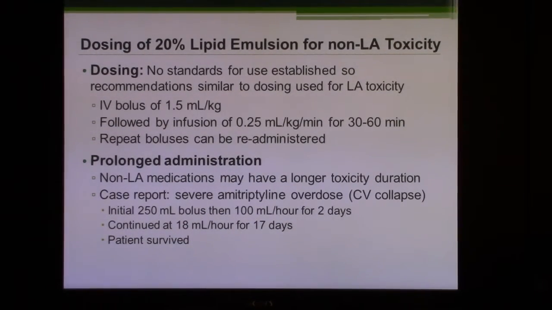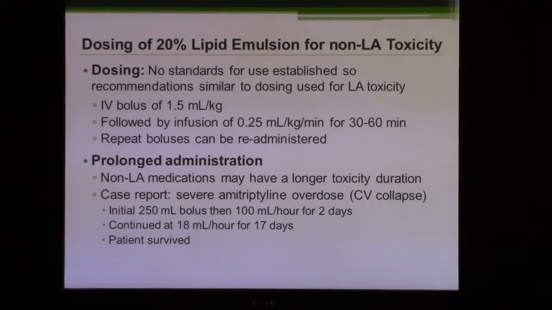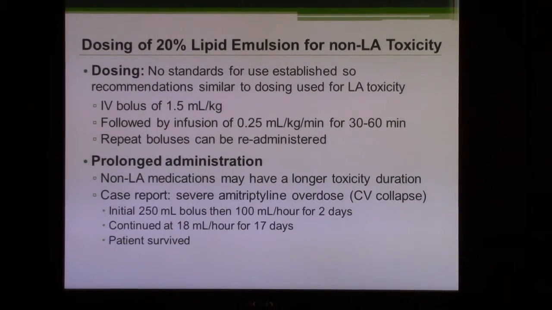And they did this over the course of a day. They did discontinue therapy, and then instability recurred, and then they reinitiated the second day. They then stepped it down to an 18 milliliters per hour infusion for a period of 17 days. Of interest is to note that these doses are much more than some of the recommended doses. The patient did survive, and they mentioned in the study that they are still alive today, so it shows a potential for the prolonged administration.